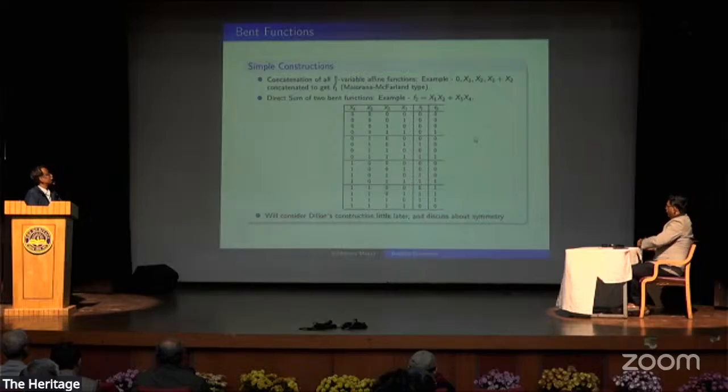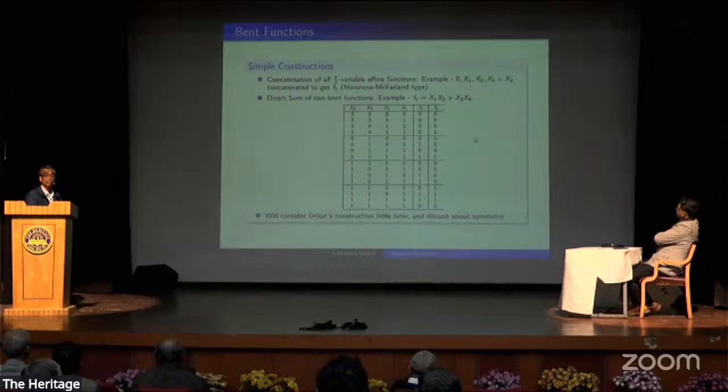So the first one is famously known as Maiorana-McFarland type Boolean functions. And the second thing is known as direct sum. And we will talk about Dillon's construction also, which is related to symmetry and a little bit of finite field. But so far, you really do not need anything related to finite field, just basic things.